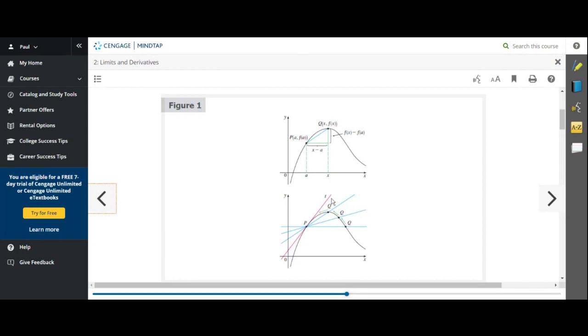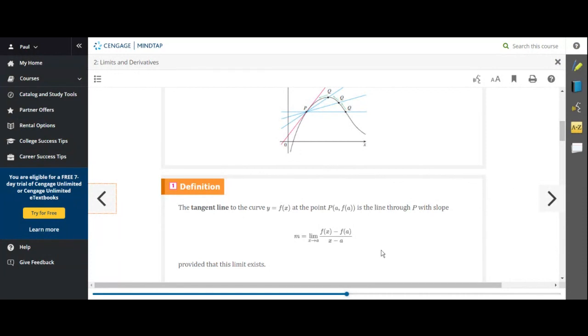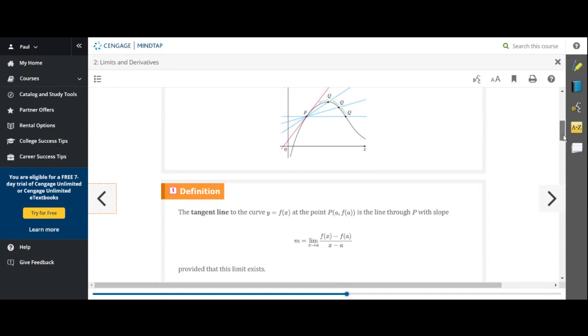And this means that the slope of the secant lines approaches the slope of the tangent line as x approaches a. And that's what they're reinforcing in the definition, that the tangent line to the curve y equals f of x at a point a, f of a, which is a point on the curve, is the line through P with the slope m, where m is the limit as x approaches a of f of x minus f of a over x minus a, provided the limit exists. Okay.